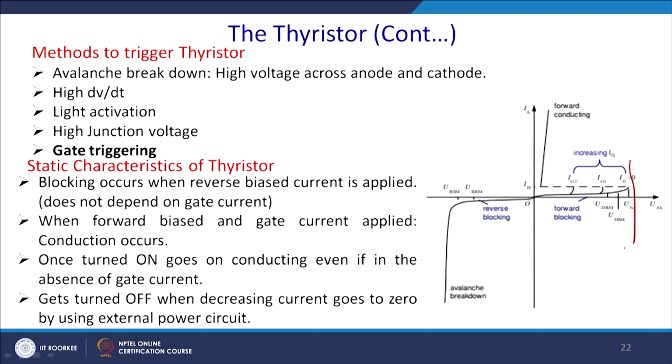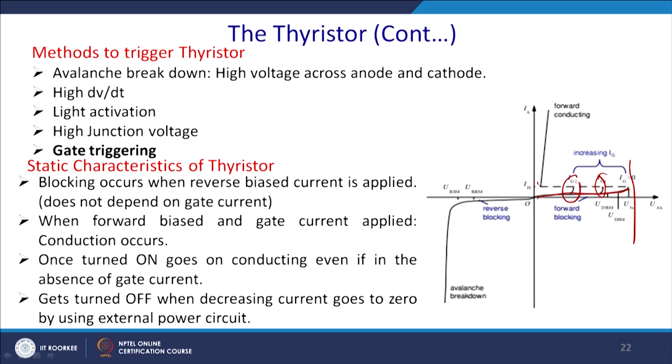Once Vg is 0, this zone is called the forward blocking region and a leakage current will flow through it, and thereafter when it crosses the value of VBO, it will be triggered and current will flow. If you keep Ig at some value, let us say around half of VBO or 2/3 of VBO, it can come from this point to this point and it will give you a very small drop.